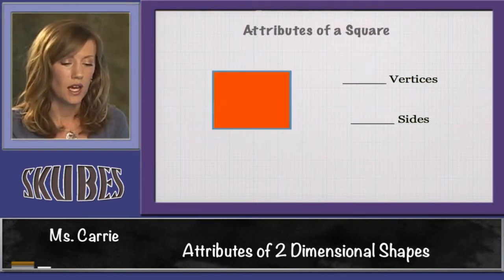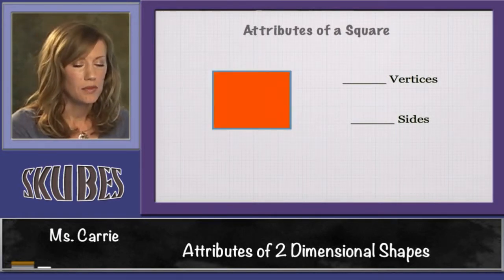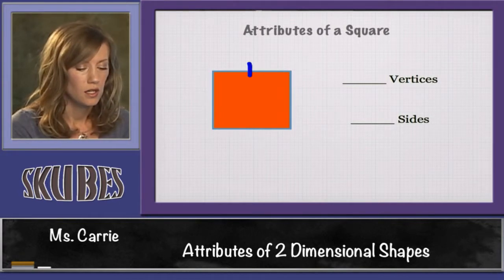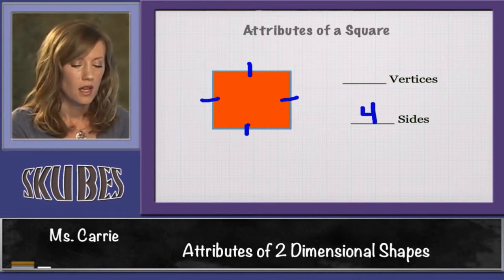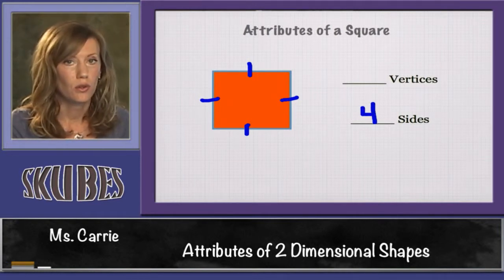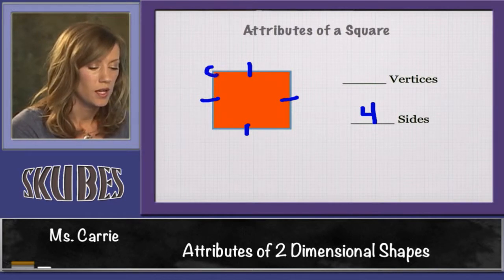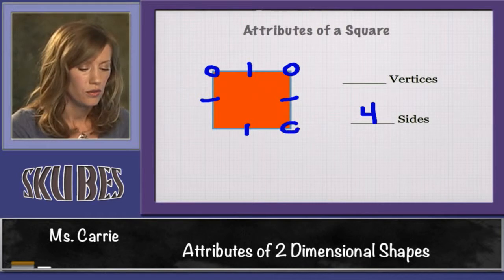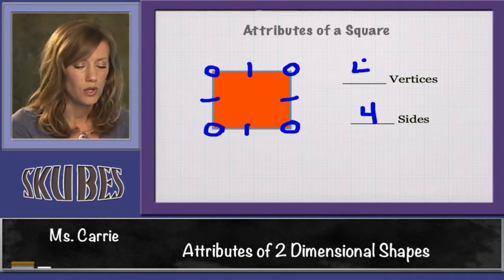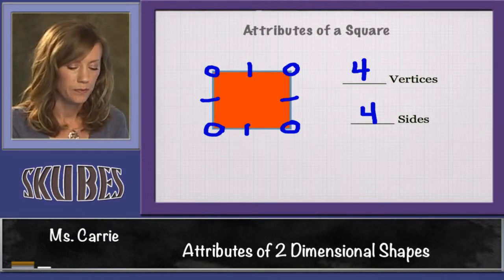Now let's take a look at a square. Let's count up the sides first. We have 1, 2, 3, 4 sides. And let's count up our vertices or our corners. 1, 2, 3, 4. Those are the corners where the two sides meet.